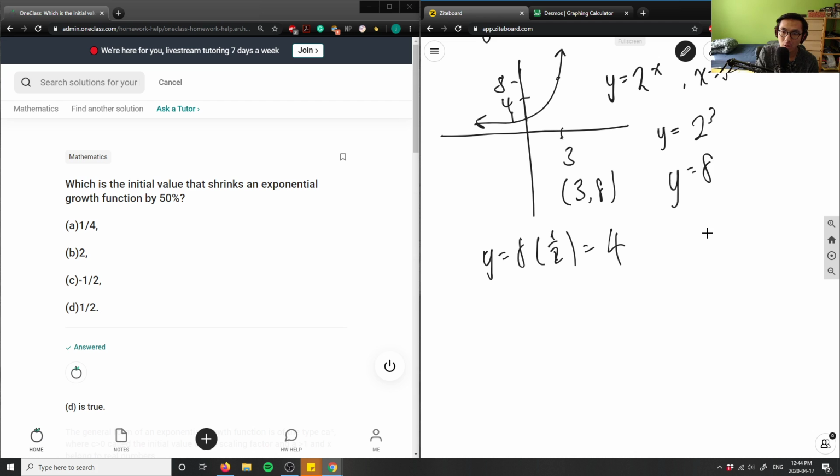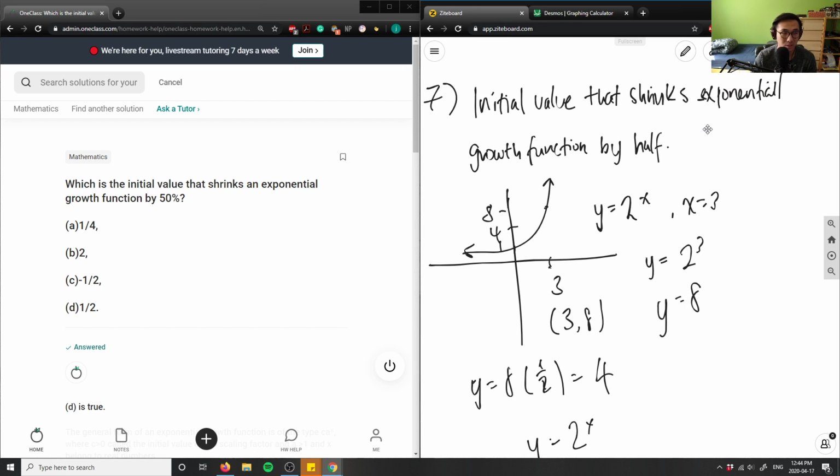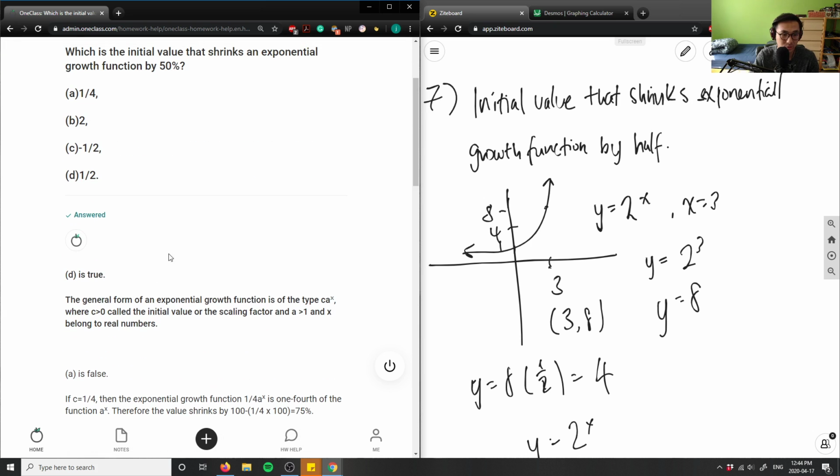So I have y equals 2 to the power of x. If y is now 4 to the power of x, I know that x here equals 2, right? 2 squared is 4, right? So again, my new value would be at 2 instead of at 3. In this case, I prove that the growth function shrinks exponentially by half if I simply halved my y value. So I'm simply multiplying it by 1/2. So D here is true.